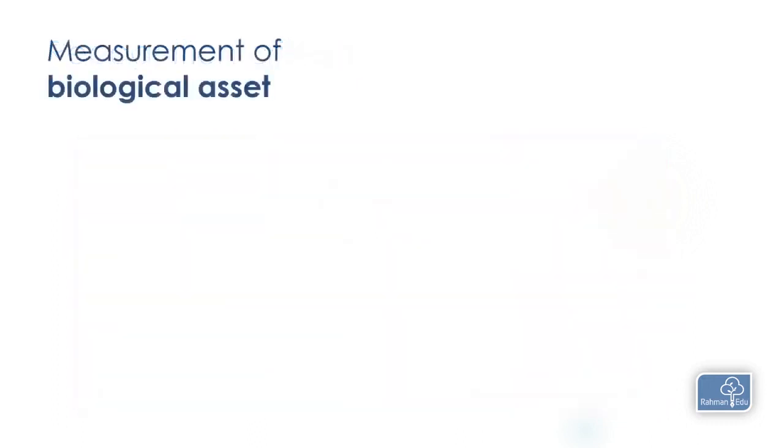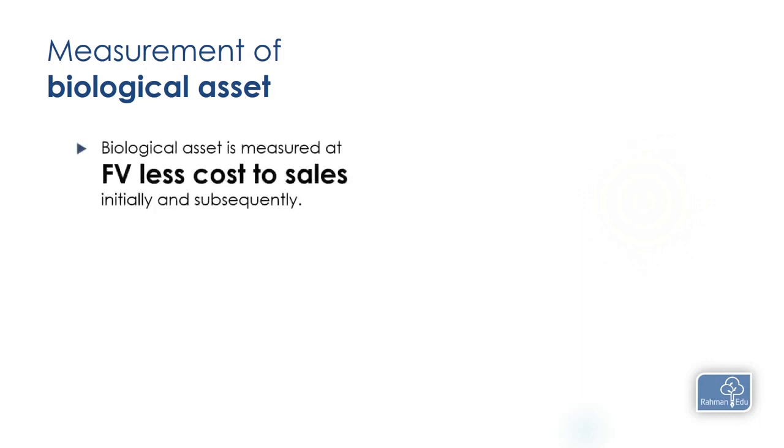Now let's talk about how to measure biological assets. Biological assets are measured at fair value less cost to sell. Means you need to obtain market price, that is fair value. Go to the market and check the price. And also, if you want to sell this biological asset, maybe there is some transportation cost. You need to take the asset to the market, and also you need to pay some commission. Deduct those carriage out and commission from the market price, and you get fair value less cost to sell.